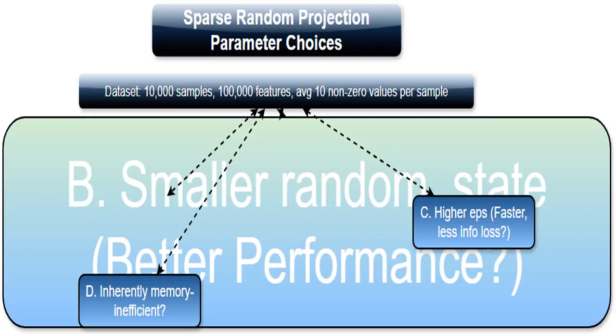This parameter controls the randomness in the process. A smaller value just means we'll get the same results each time we run it. It won't make it faster or use less memory. It's like setting a seed for a random number generator.